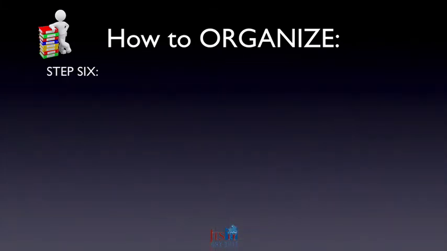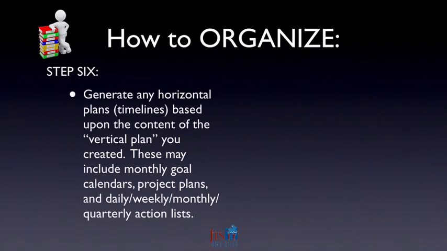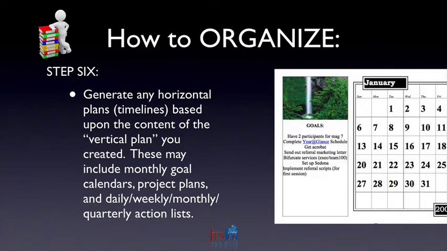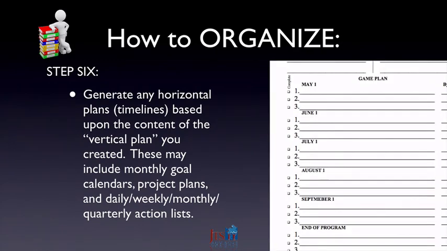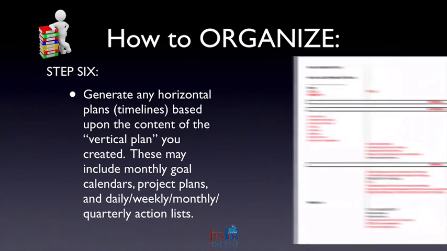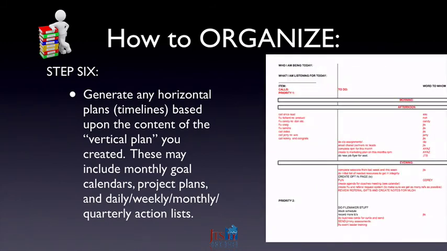Finally, step 6. You're going to generate any horizontal plans or timelines based upon the content of the vertical plan that you created. These may include monthly goal calendars, project plans, daily, weekly, monthly, or quarterly action lists, all sorts of different ways that you can organize, like what to do today, tomorrow, the next day, etc.